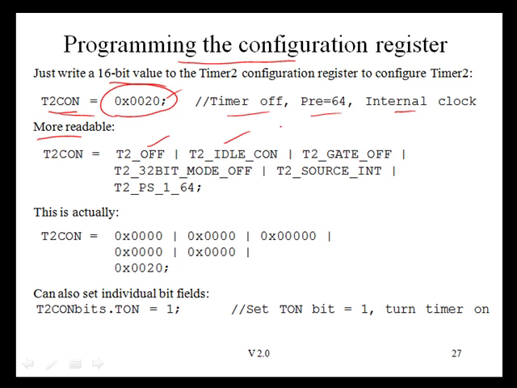In our example, however, we're going to use a more readable form like this, in which we're going to take a bunch of macros that have been defined, and we're going to bitwise OR them together. So this is saying turn the timer off, select the idle configuration such that it's on in idle, set gated mode to off, select 32-bit mode to off, select the internal clock source, and set the prescaler value to 64.